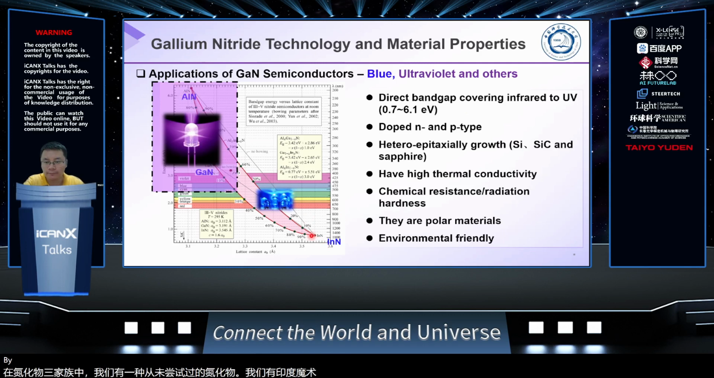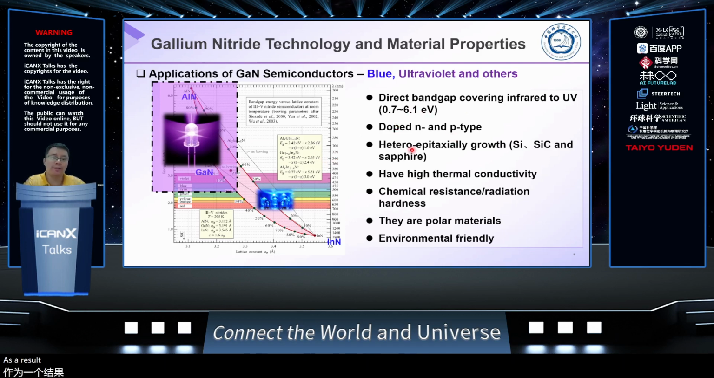By combining them together, we can make all kinds of alloys or compound alloys, and then we can cover the entire spectrum band from the deep UV around 200 nanometers to infrared. As a result, we can change the direct band gap, covering 0.7 to 6.1 electron volts, and those materials can be doped into N-type and P-type.